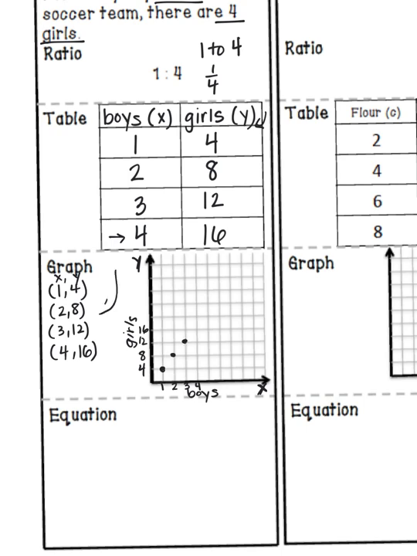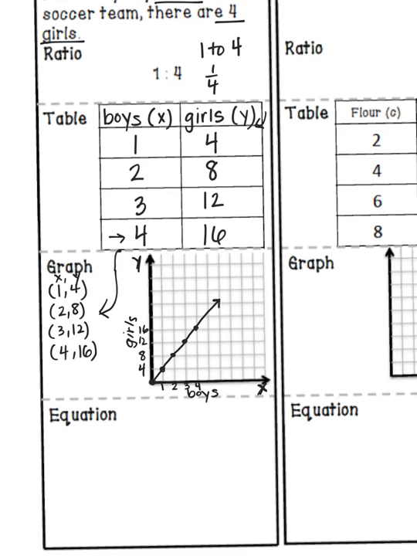Remember, I'm getting these values right from here, okay? And then these values are coming from my table, okay? And then 4, and then I'm going to go up to 16, okay? And then I'm going to connect these dots, and what you should notice is that you have a line and it goes through the origin. The origin is right here.